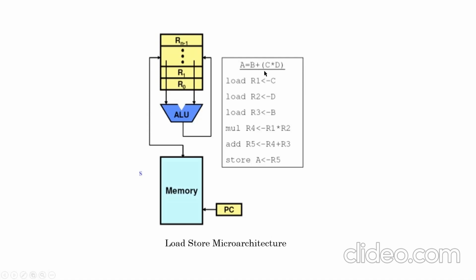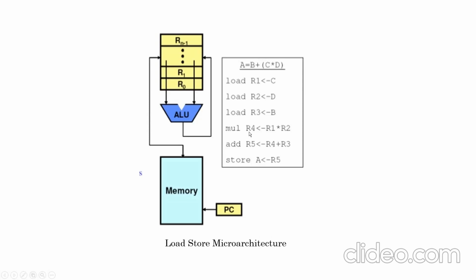a register. Now we will be applying the BODMAS rule over here: bracket, division, multiplication, addition, subtraction. Whenever I am performing this operation, anything within the parentheses must be performed first. So first C into D. That means R1 into R2 must be performed. This result is stored temporarily in a register called R4.